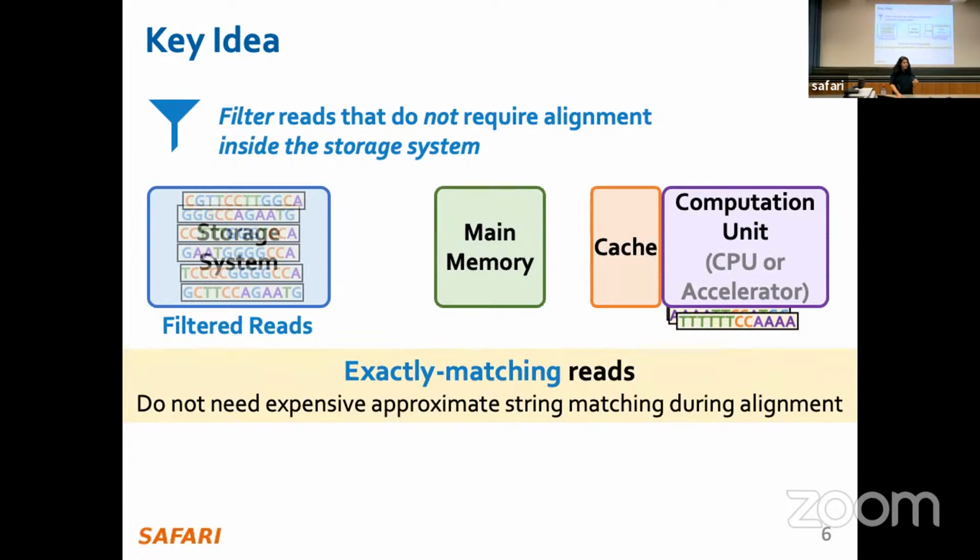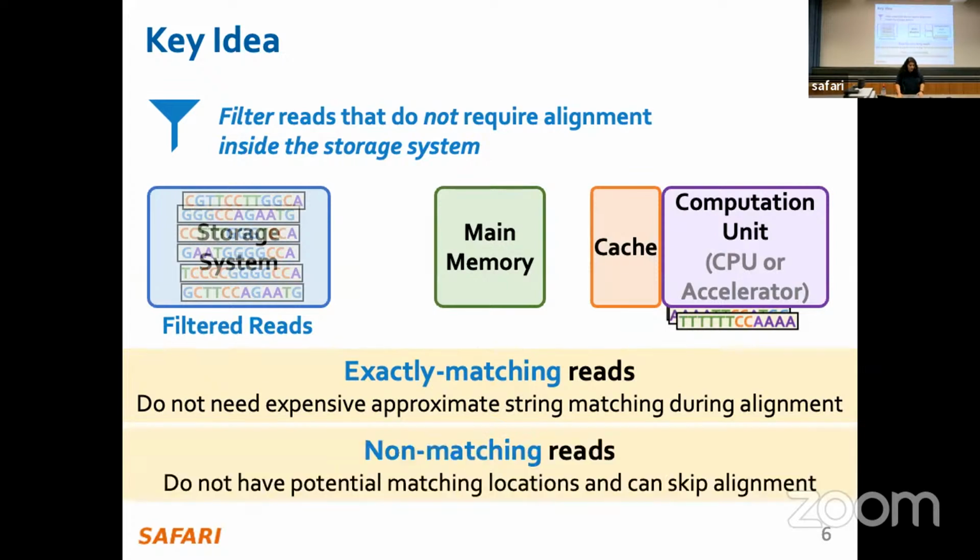Examples of the reads that would not require that computationally expensive step would be exactly matching reads, basically the reads that would match exactly some places in the reference genome and do not need the approximate string matching, and also non-matching reads that do not have any potential matching location in the reference genome, and then altogether can skip performing the approximate string matching. Going through the talk, I will explain with some biological examples why these things would happen frequently, actually.